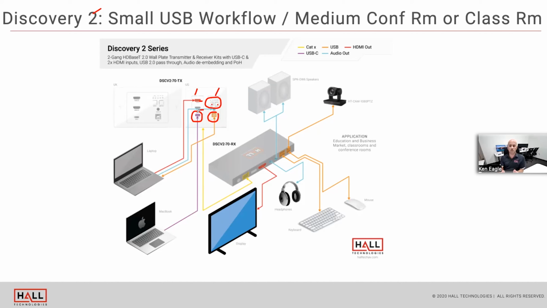Now, on the other side, the receiver, this black box down here, I'm going to put a check mark on it, is the same receiver we saw with the Discovery 1. Now, that's key, and Hall Technologies did that on purpose. This way, you don't have to change receivers. They're universal. They work across all of our solutions. So it makes building these USB workflows very easy.